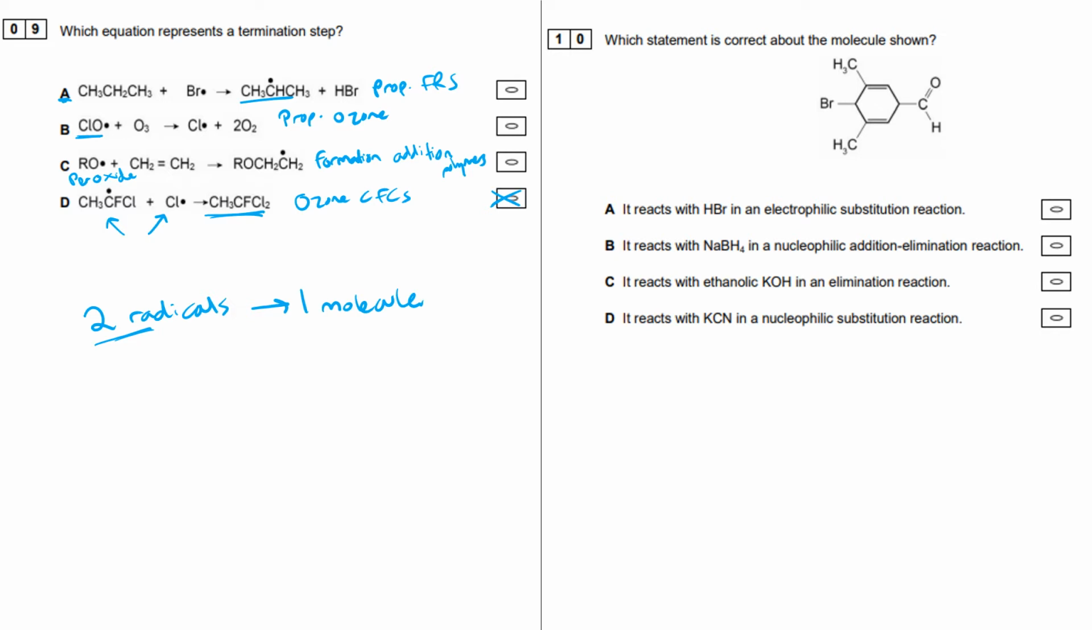Question 10. Which statement is correct about the molecule shown? So it's quite a complicated molecule. We've got a lot going on here. You have a CBr bond, haloalkane. You have two carbon-carbon double bonds, and you have a C double bond O H, or an aldehyde. So these are three separate topics, lots of reactions, lots of knowledge is required to answer this question.